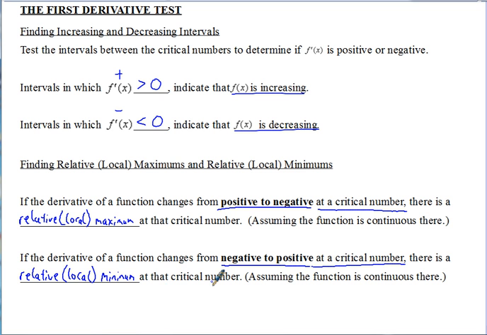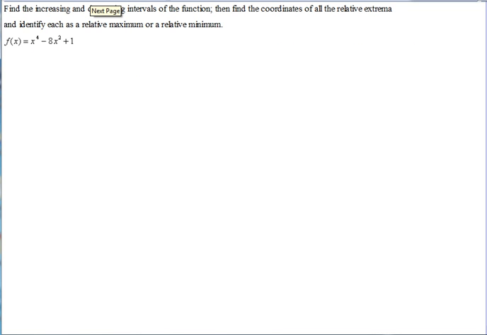At that critical number, assuming again the function is continuous. So now let's go beyond just finding the critical numbers. Here we're going to find the increasing and decreasing intervals of the function and find the coordinates of all the relative extrema and identify each as a relative minimum or a relative maximum. So we first need the first derivative, just like we're finding the critical numbers. We still have to do that first.